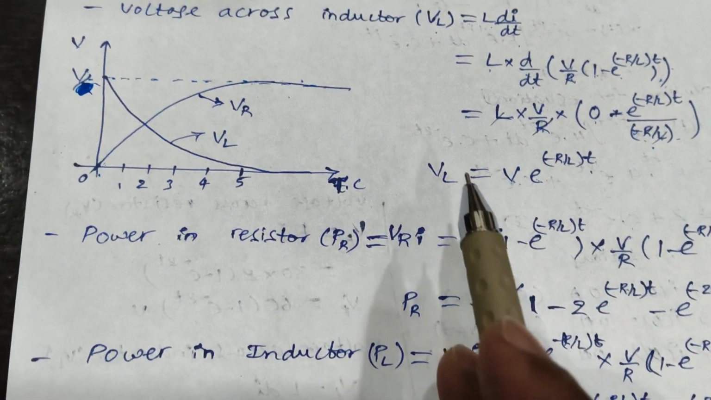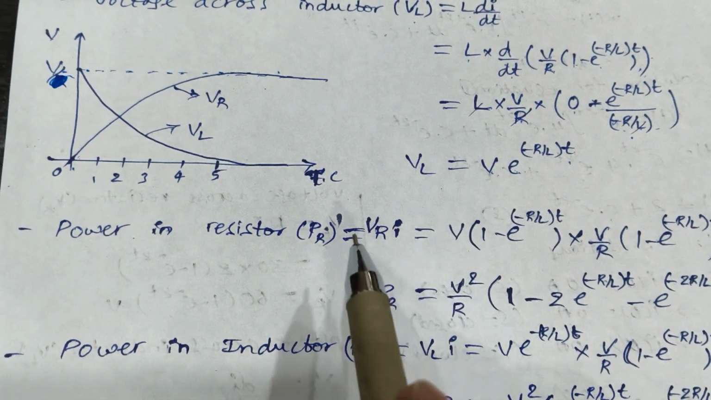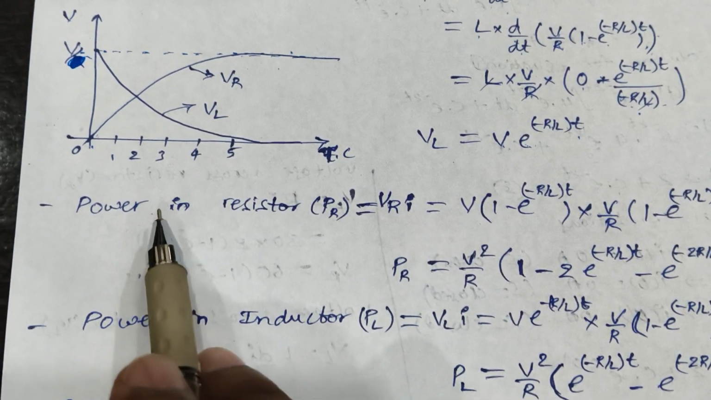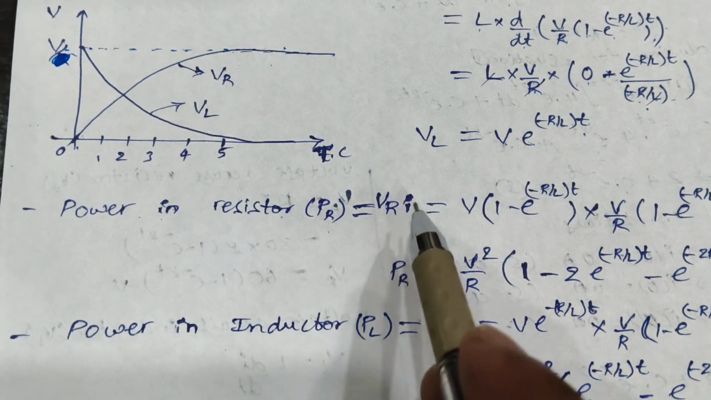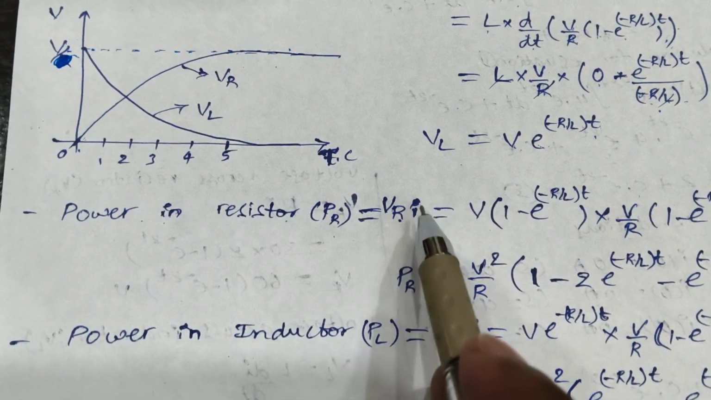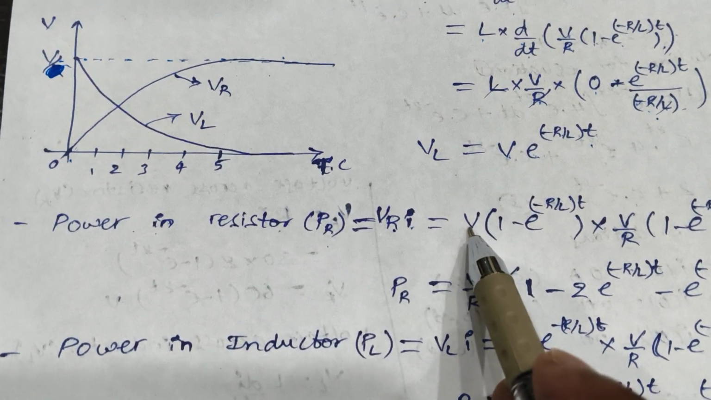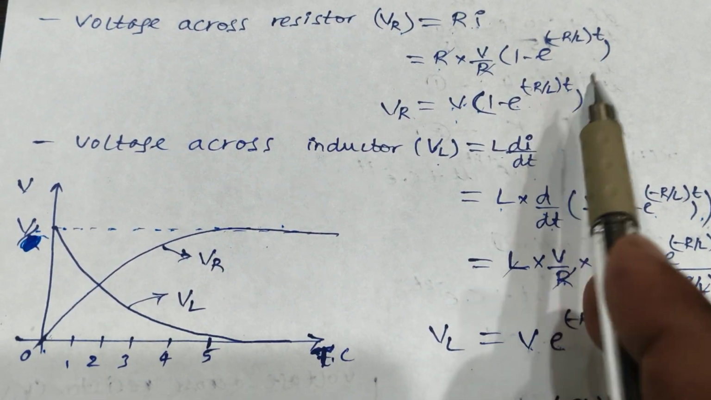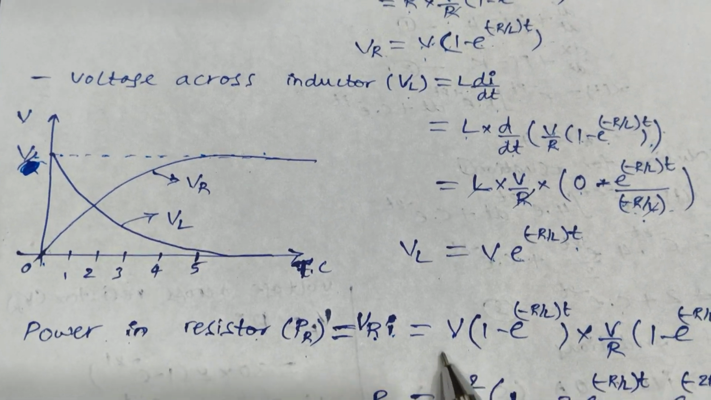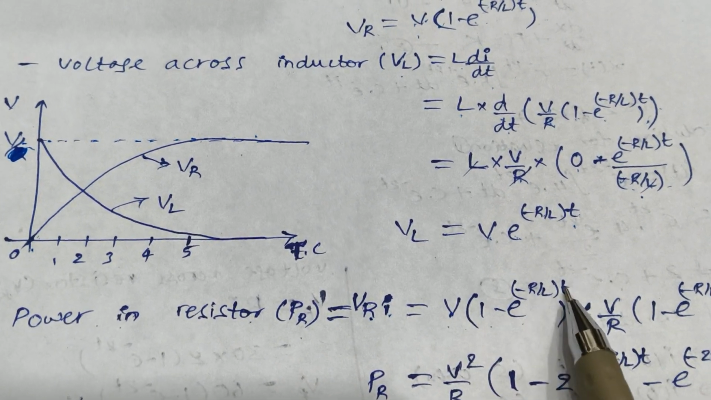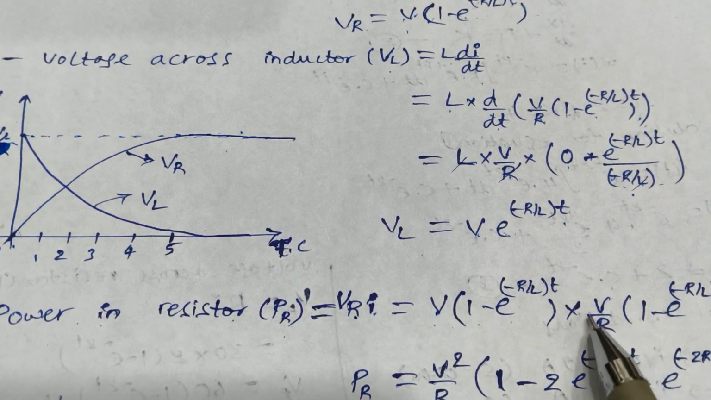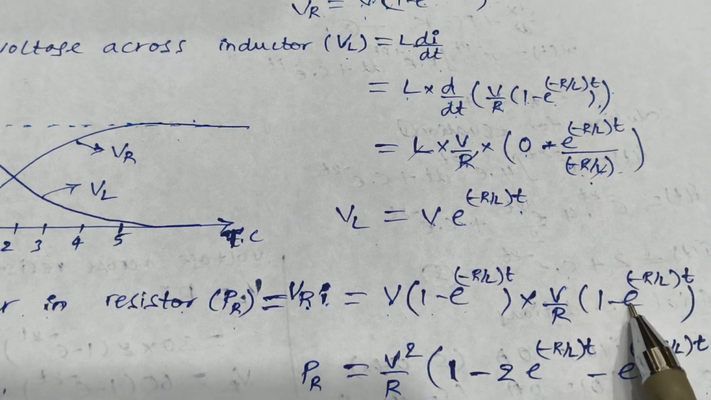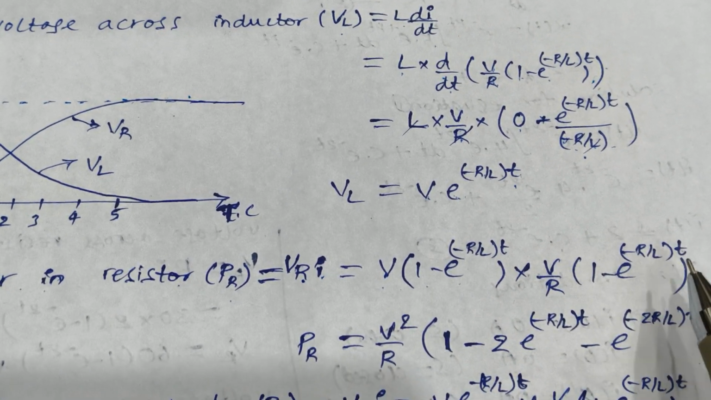And if you know the voltage and current equations, you can derive the power equation. The power in resistor, P_R, is equal to voltage across resistance into current. Voltage across resistance we have already derived, which is equal to V into (1 minus e power minus R by L into t), into the current waveform. Current is nothing but V by R into (1 minus e power minus R by L into t).